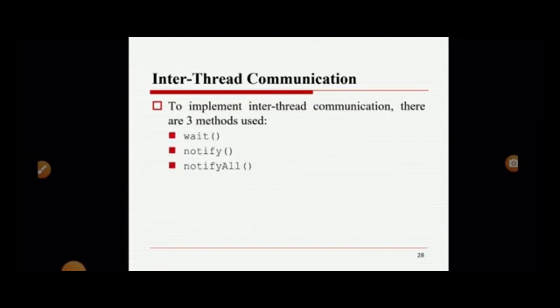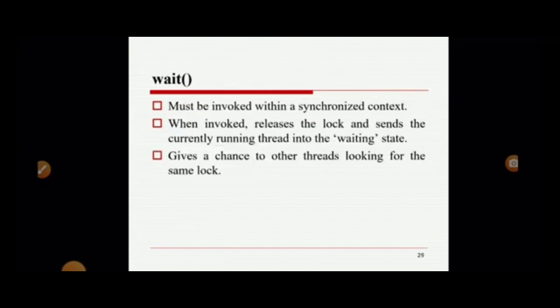To implement inter-thread communication, there are three methods we use: wait(), notify(), and notifyAll(). So what is the use of the wait function? It must be invoked within a synchronized context. When it is invoked, it releases the lock and sends the currently running thread to the waiting state. This gives a chance to other threads to acquire the same lock. That is, it moves the currently running thread to the waiting state.